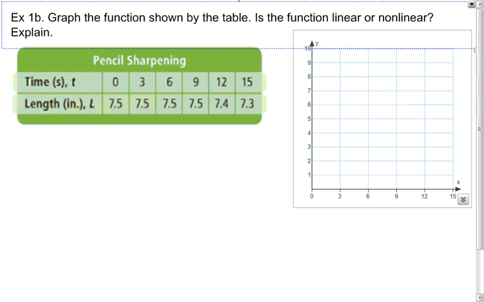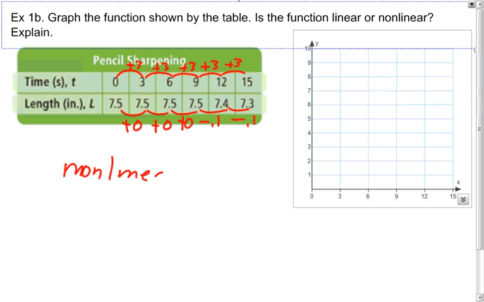Example 1b, same type of problem. Let's look at the table first. 0 to 3 is plus 3, plus 3, plus 3, plus 3, plus 3. The x values are all doing the same thing. What about the y values? Plus 0, because it doesn't change. Plus 0, plus 0. Minus 0.1, minus 0.1. Okay? Those y values do not all do the same thing, so I'm expecting it to be nonlinear. Nonlinear, I'm not expecting this to be a straight line.